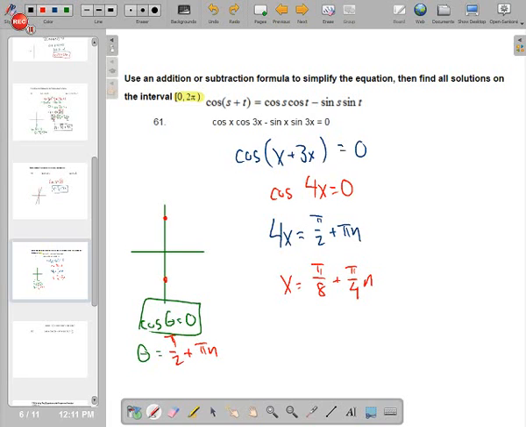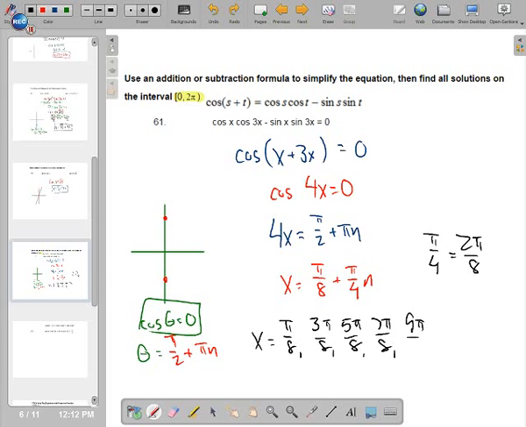The way you find them is you just go through this until you get all the ones that are less than 2 pi. So pi over 8 is definitely the first one. Then I'm going to add pi over 4 to pi over 8 and see what I get. Pi over 4 is 2 pi over 8, so I'm going to add 2 pi over 8. So 1 pi over 8 plus 2 pi over 8 is 3 pi over 8, 5 pi over 8, 7 pi over 8, 9 pi over 8, 11 pi over 8, 13, and 15.